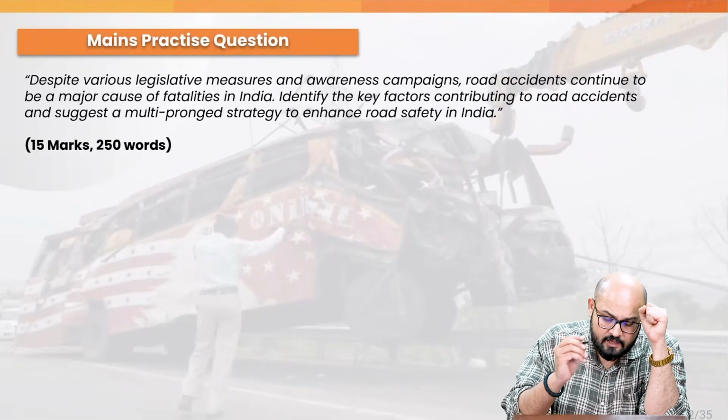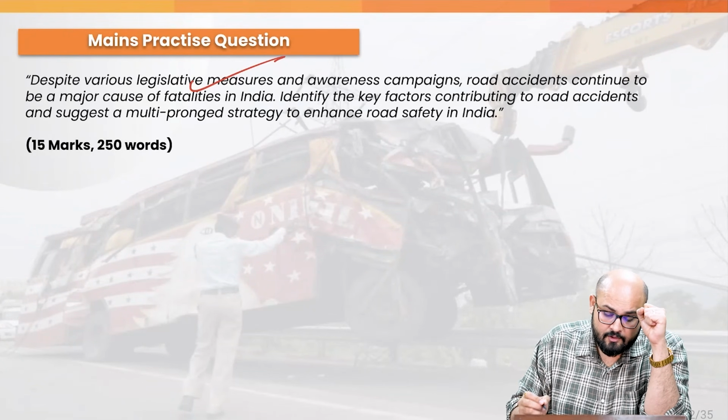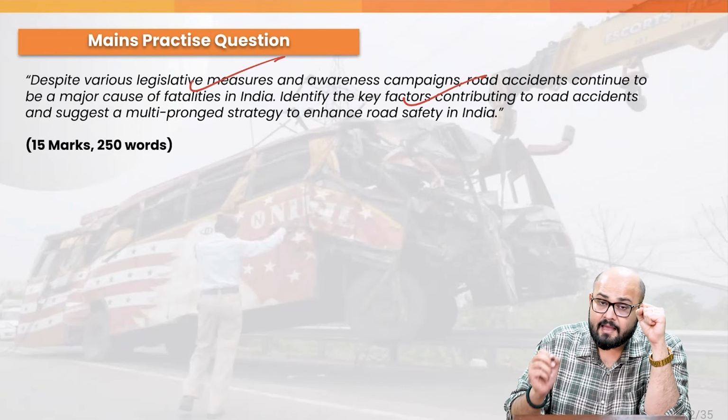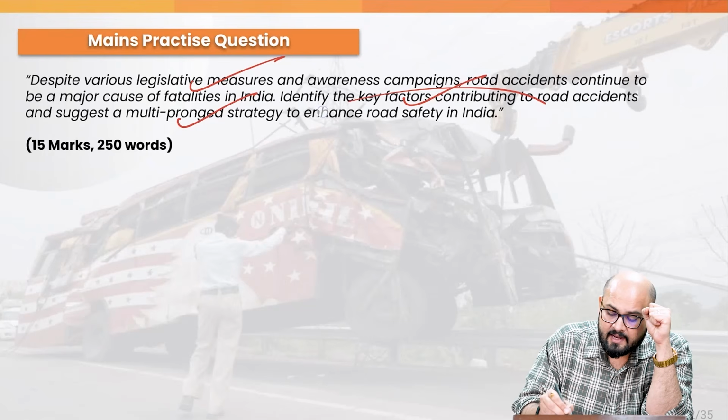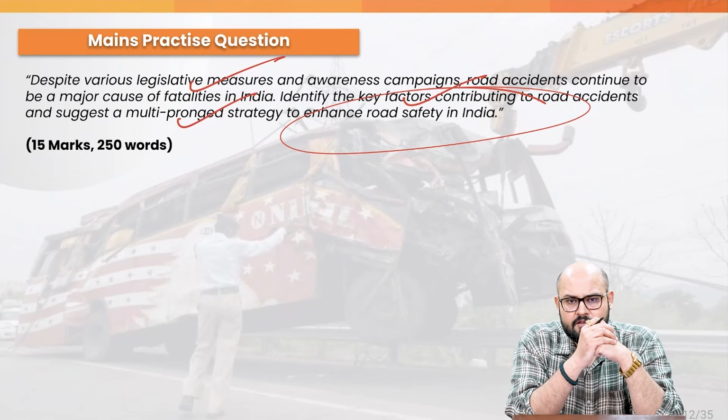Let's have a mains practice question. Despite various legislative measures and awareness campaigns, road accidents continue to be a major cause of fatalities in India. Identify the key factors contributing to road accidents and suggest a multi-pronged strategy to enhance road safety in India. 15 marks, 250 words. Do write an answer on this question.